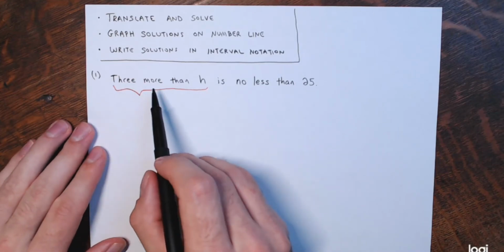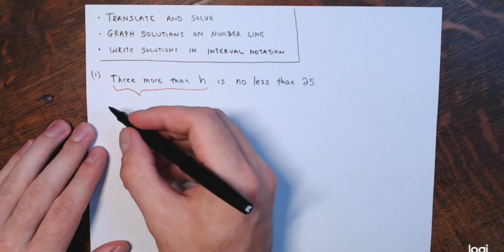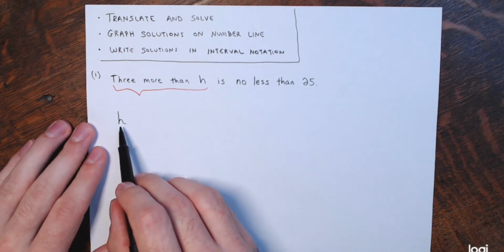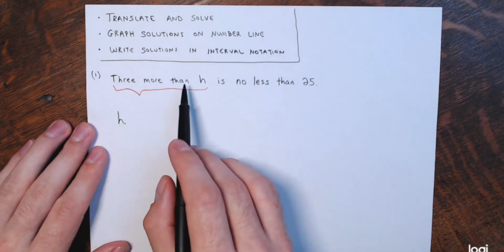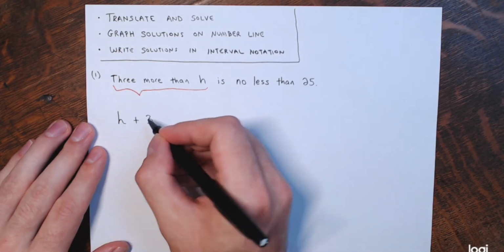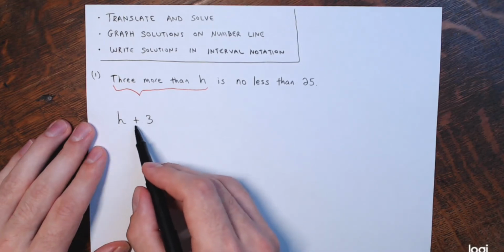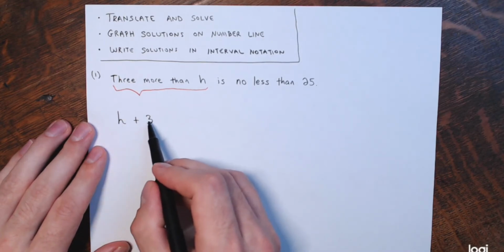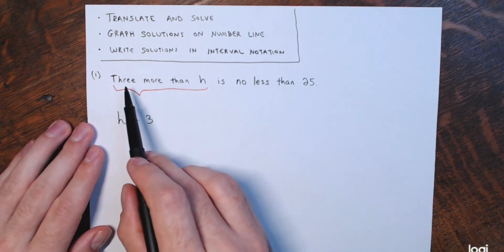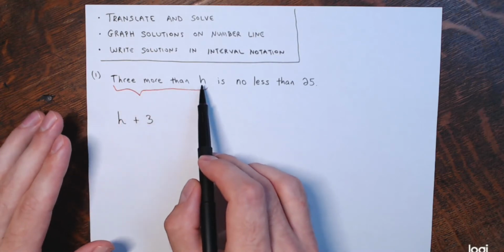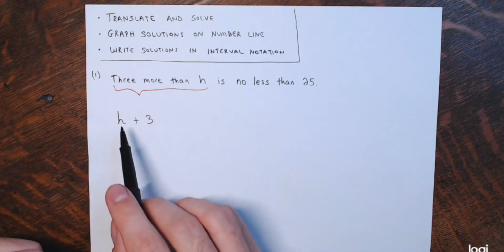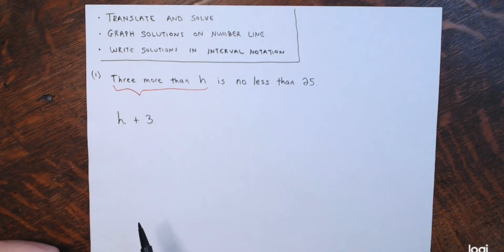So 3 more than h. So I have this variable h. Now this expression just represents simply h. 3 more than h: more than is plus 3. Here's h, and then if I add 3 to it, this expression is 3 more than h. For example, if it was 3 more than 10, you'd have 10 plus 3, 13. 13 is 3 more than 10. Right? So h plus 3 is 3 more than h.